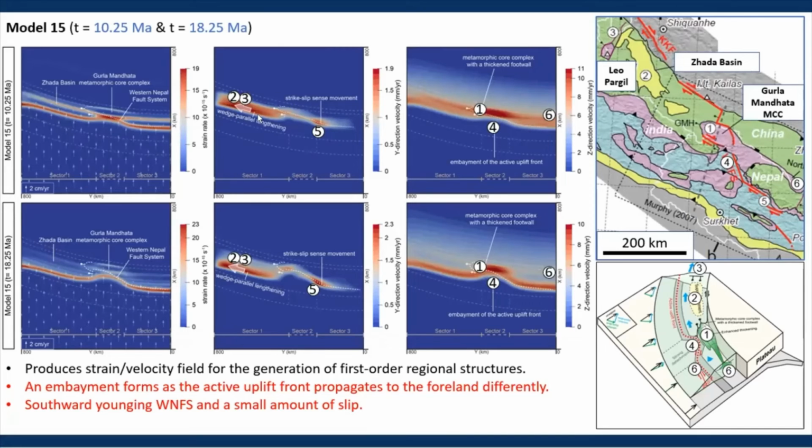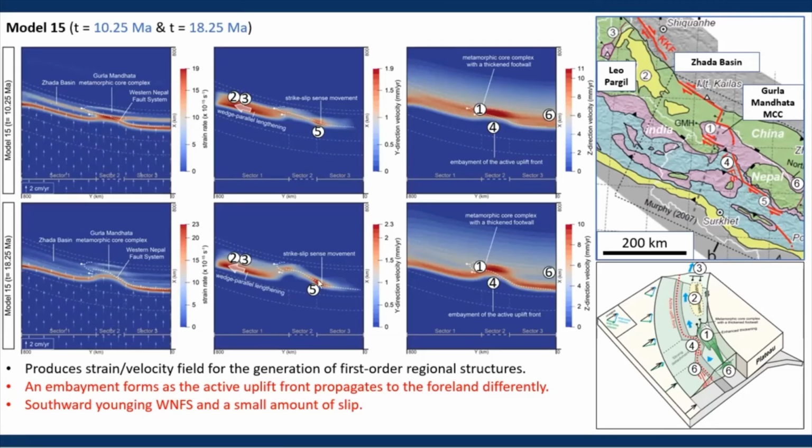Again, in the western sector, because of westward increasing obliquity, we have a gradient in the y direction velocity, which indicates wedge parallel extension. That's where we find the Zada basin and a dome with normal faults. That's the wedge parallel extensional feature. And you can see feature 4 is this embayment. It develops as the along strike heterogeneity in the basal shear zone develops, and it's evolving with the active uplift front.